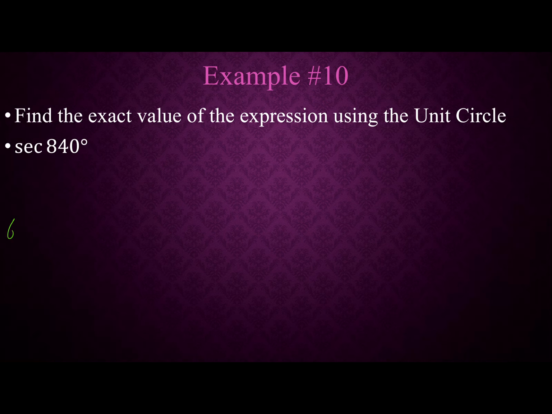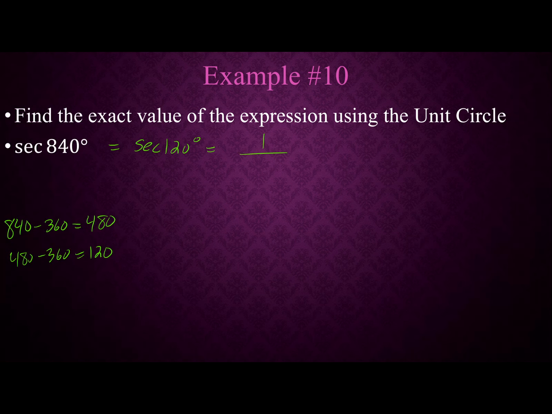840 again is far too big, so we go ahead and subtract 360. We get 480, and we subtract 360 one more time, we get 120. So secant of 840 is equivalent to secant of 120.